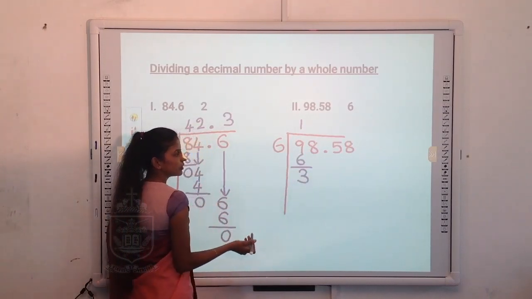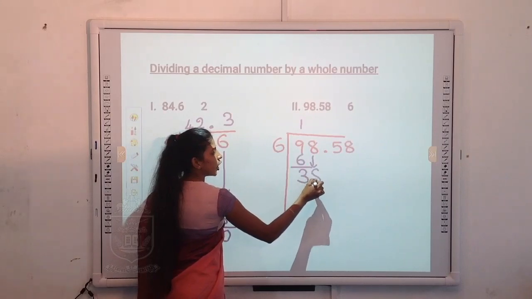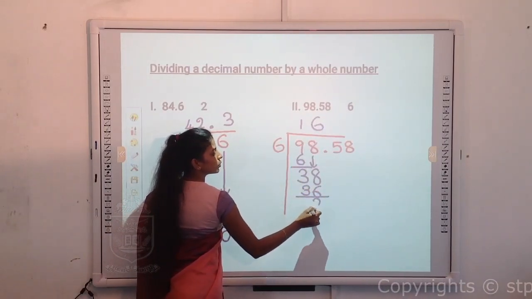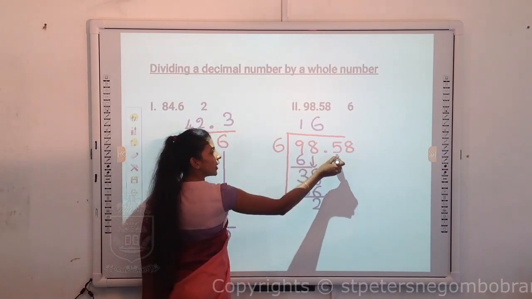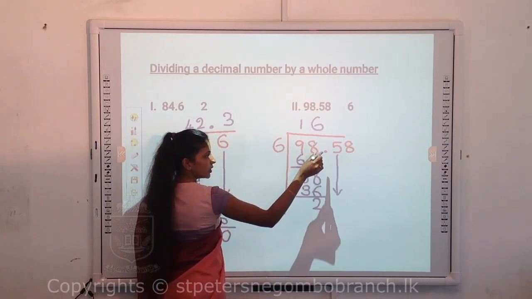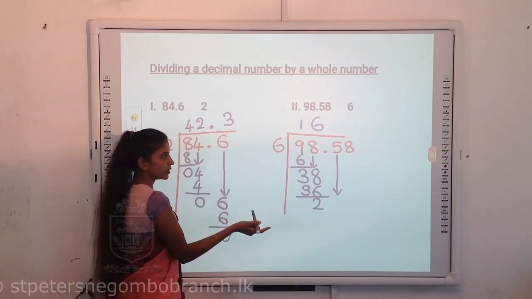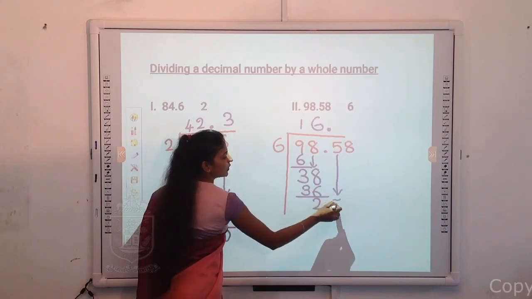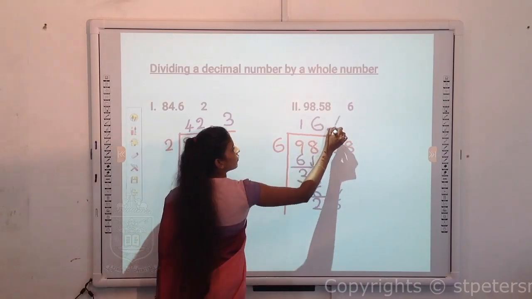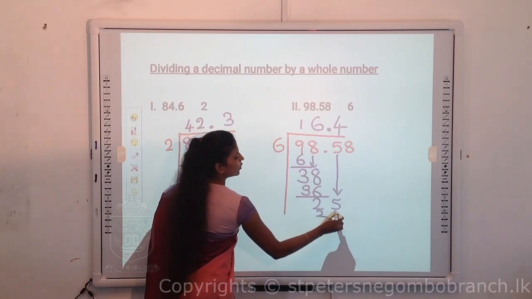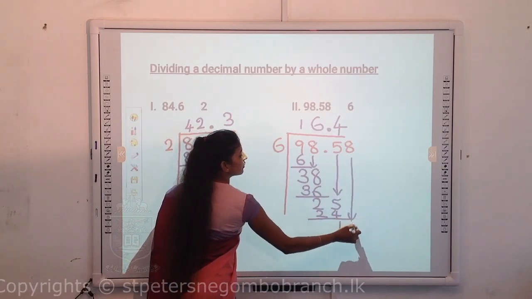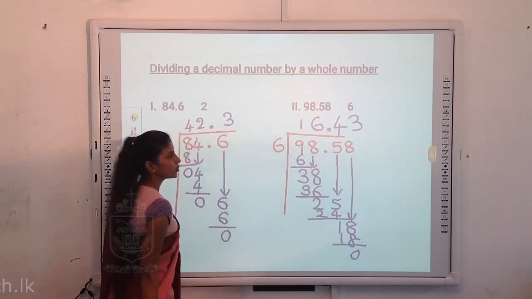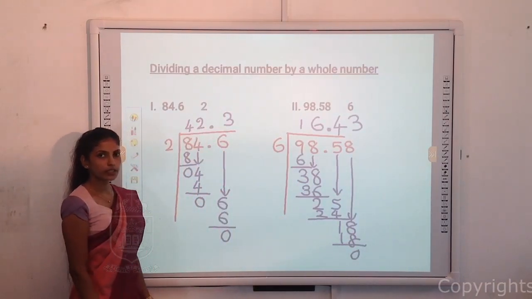Remainder here 3. So 38. How many 6s? 6 times 6, 36. Here remainder 2. Now we are going to take this 5 down. That means the first decimal place. So when you are moving to the first decimal place, indicate the point here. Okay, then take 5 down. The 25, 4. 6 times 4, 24. Here remainder 1, take it down. So 18, you have 3. 6 times 3, 18. Remainder 0. So here the answer is 16.43.